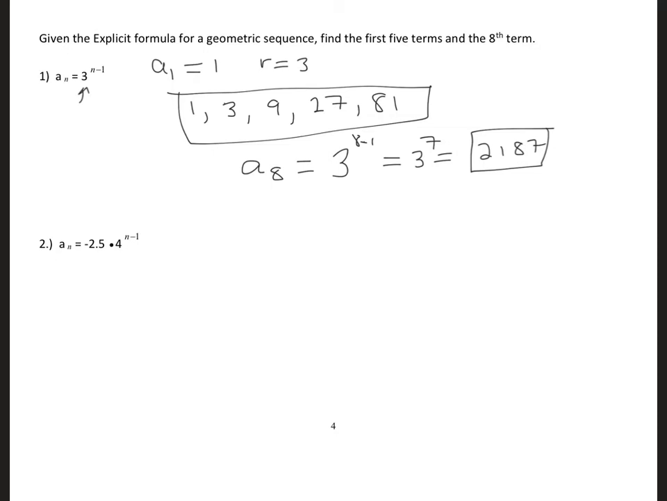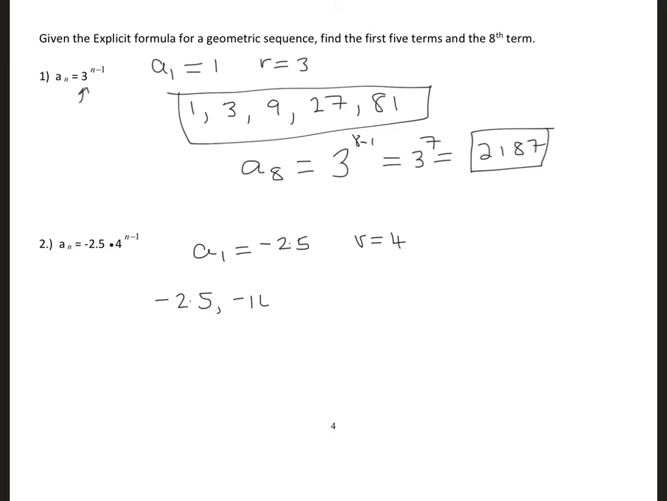Okay, we go to the next one here. Again, I'll do the same thing. I start by finding the first term by plugging in 1 where n is. So that is going to be 4 raised to 0, which is 1. So the first term is -2.5. And then the common ratio is 4, the number which is raised to the exponent. So that means the first term is going to be -2.5. I'm multiplying by 4 every time.